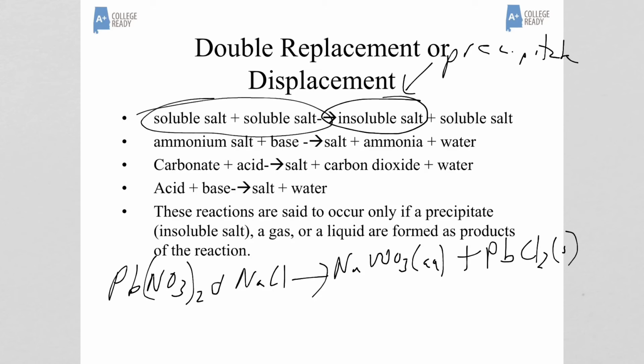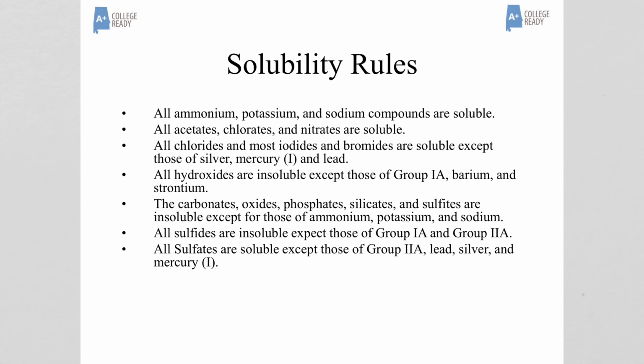Speaking of solubility rules, first of all, let's balance like so, and then let's look at the solubility rules. These rules tell us which compounds are going to be aqueous or soluble and which ones are going to form precipitates or be insoluble. So for that last example, all sodium compounds are soluble. All chlorides and most iodides and bromides are soluble except for those of silver, mercury, and lead. So lead chloride is not soluble, it's a precipitate.